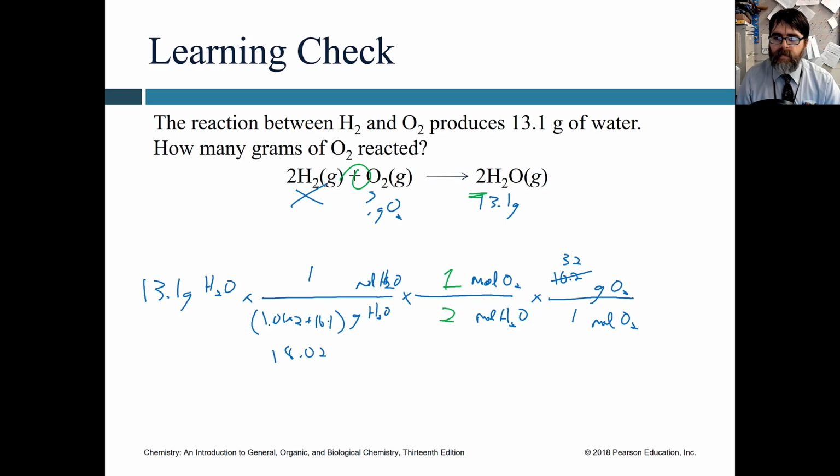And now we're ready to plug that into a calculator. I suppose I should double check that my units cancel out. Grams with grams, moles with moles, moles of O2 with moles of O2, and yes, they do. And so 1.6 grams of O2.